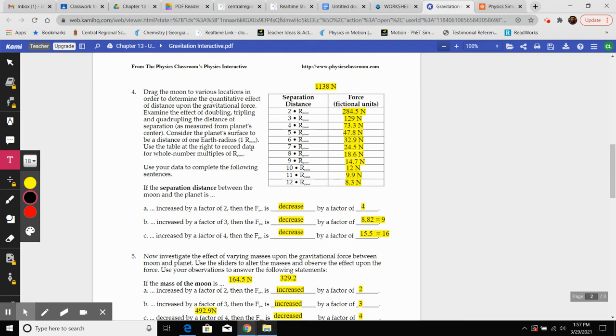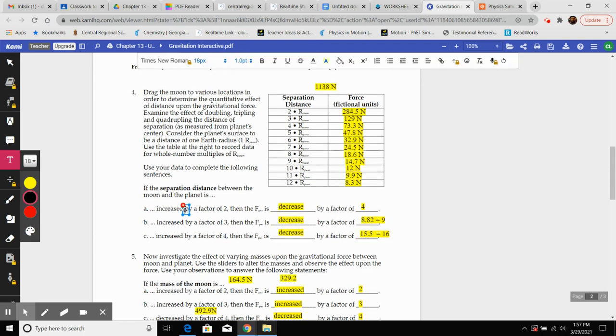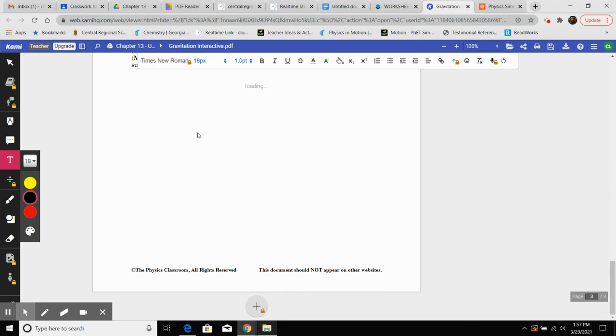What we should be seeing is that these are squares of these, right? The 16 is 4 squared, the 9 is 3 squared, the 4 is 2 squared. But what happens as we increase the distance? What happens to the force? It decreases. So what that means in an equation, F sub gravity equals, is that the distance is going to be underneath the equation. That's because it's an inverse relationship.